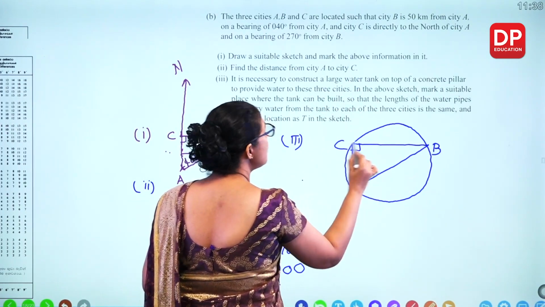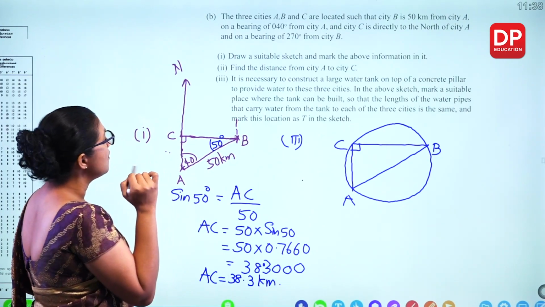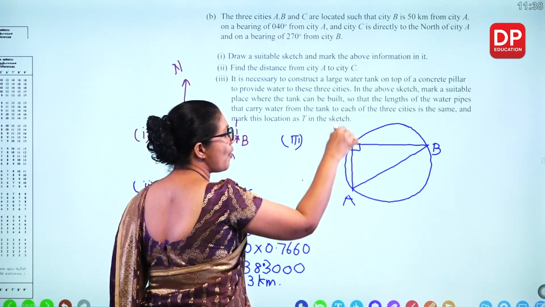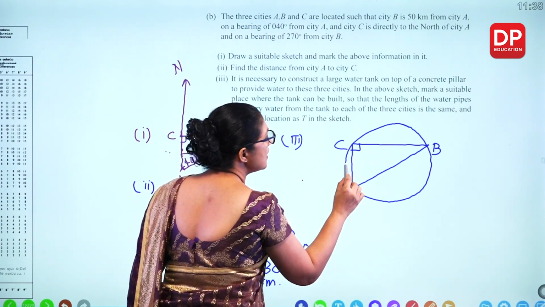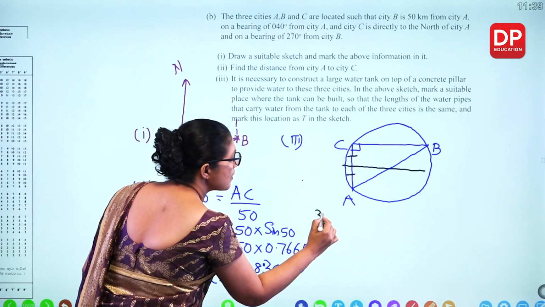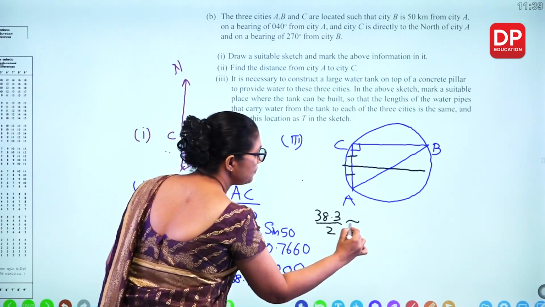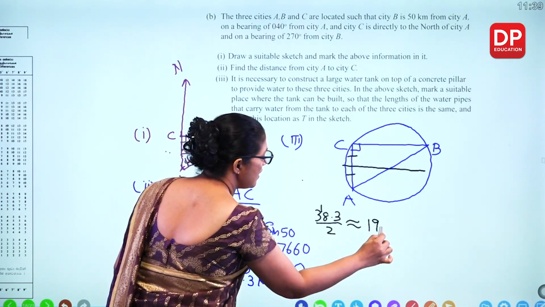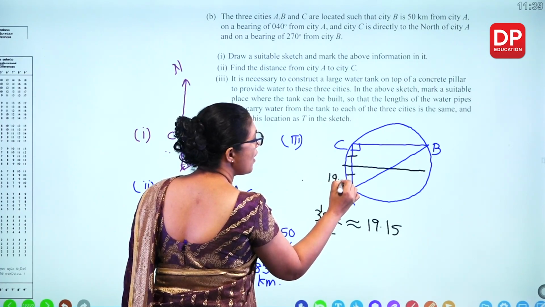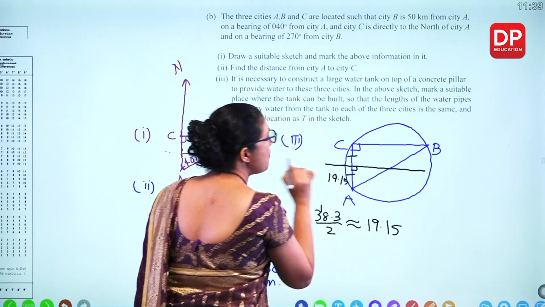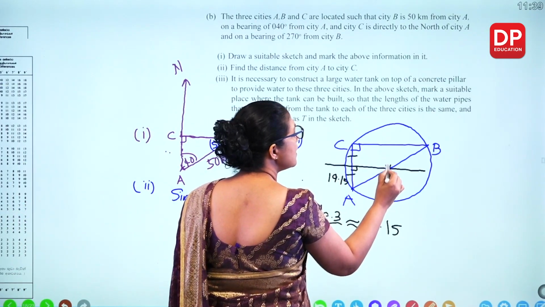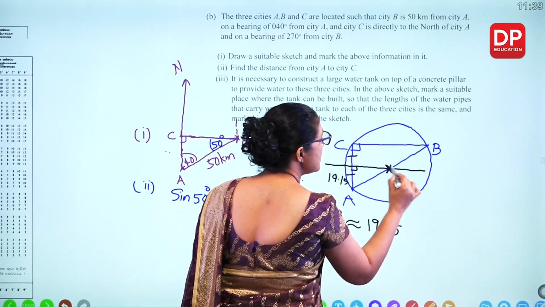So here, if you take CB, we don't know the length, we know AC. AC is 38.3. So when you draw the perpendicular bisector, that means straight away half of that. So 38.3 divided by 2, roughly 19.15. So here from A, this is 19.15 kilometers. You can draw the perpendicular bisector. So where it cuts the AB hypotenuse, you get the center of the circumcircle. So this is the center.